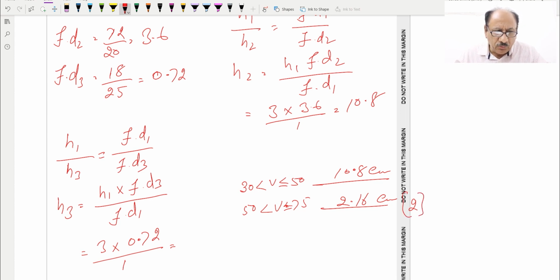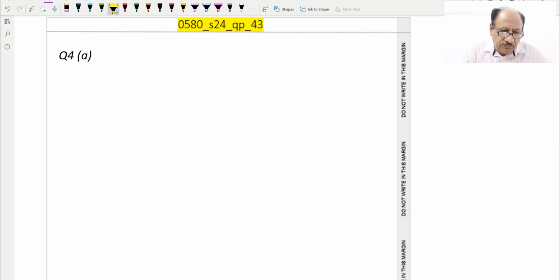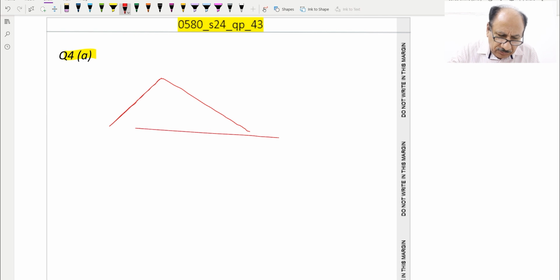Hopefully you understood this. Question 4a. In this question, all the measurements are in centimeters, and they have drawn one triangle and a square. So we can draw the triangle. I'm just sketching a triangle roughly for your explanation, like this one.